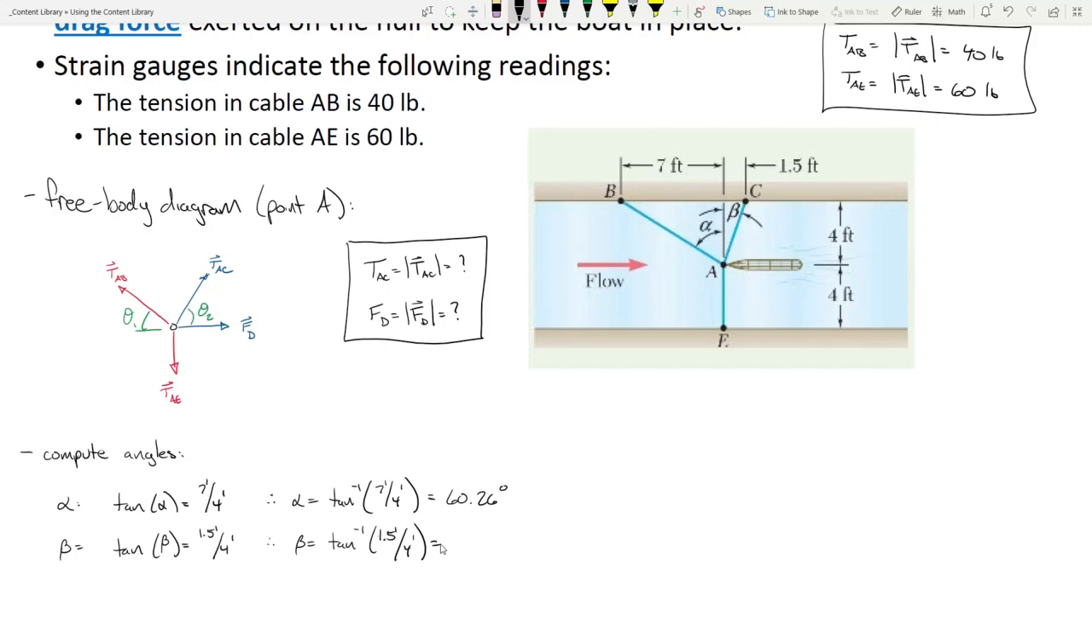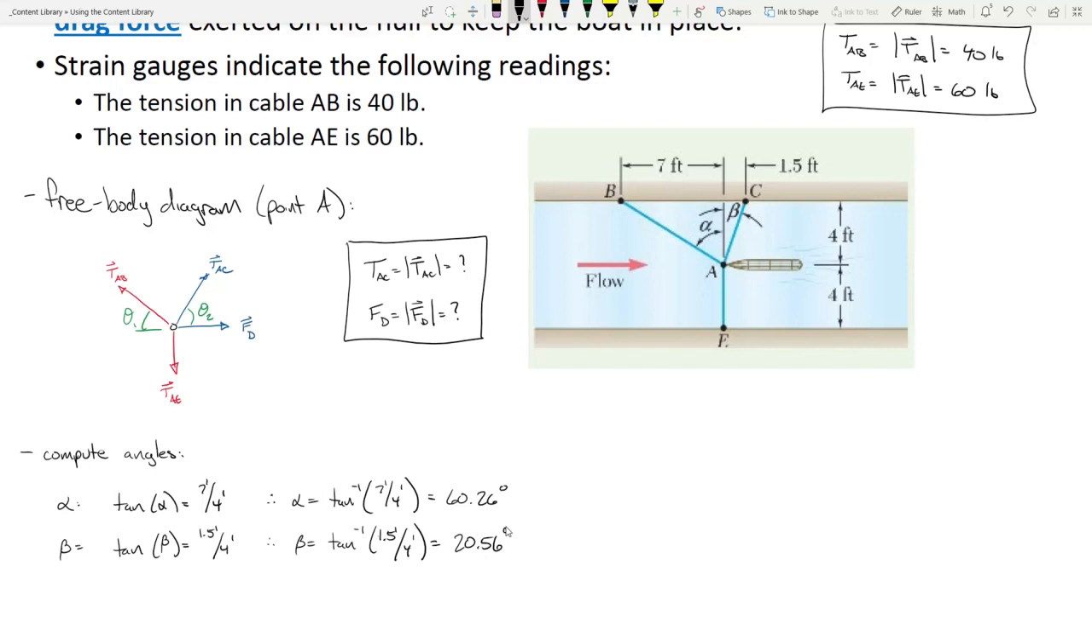I think you've got that backwards. There we go. 20.56. Yeah. And we're going to get to how that relates to theta 1 and theta 2 here in a second. But yeah. Everybody okay with this?